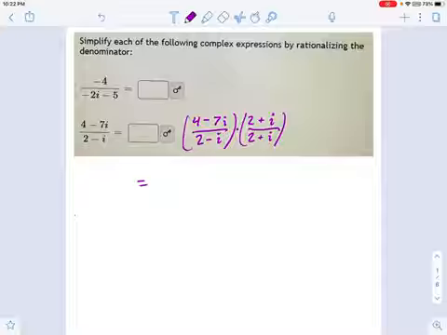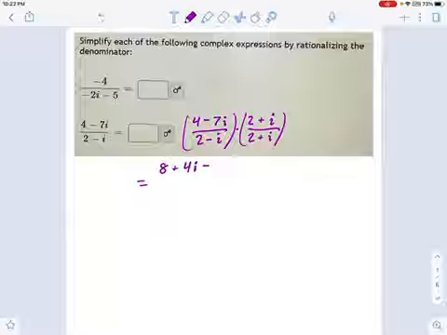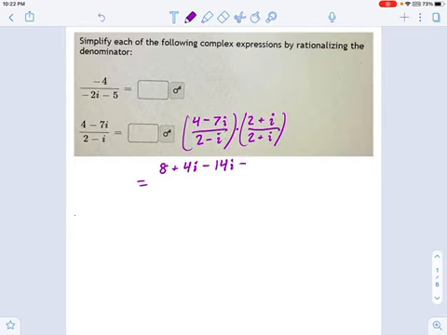So let's try this. There's going to be foiling involved, right? So 4 times 2 is 8. Then we get plus 4i. Then we get minus 7i times 2, so that's minus 14i. And then minus 7i squared. Okay, which we can simplify, we'll do that in a moment. And for this one, we get 2 times 2 is 4. And then plus 2i. And then minus 2i. And then minus i squared.